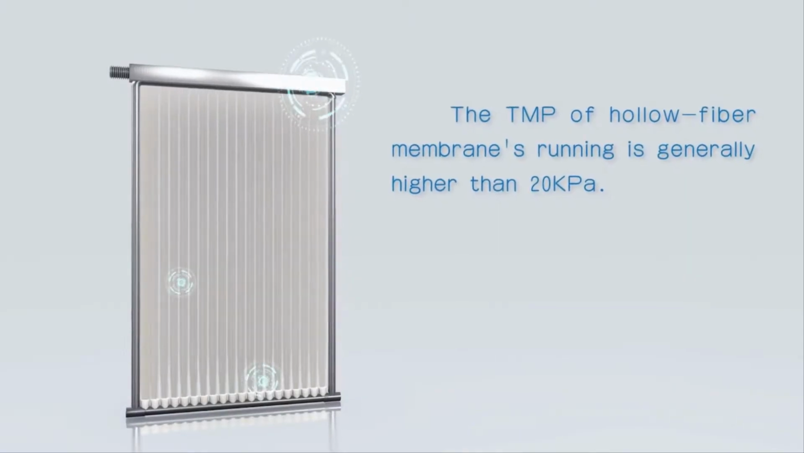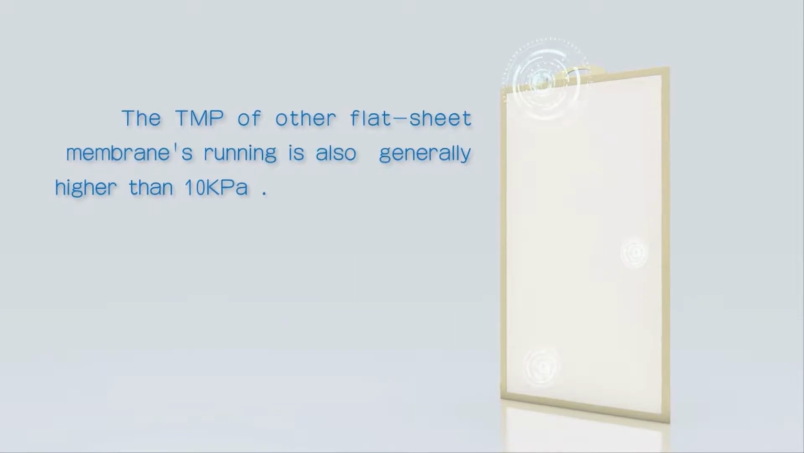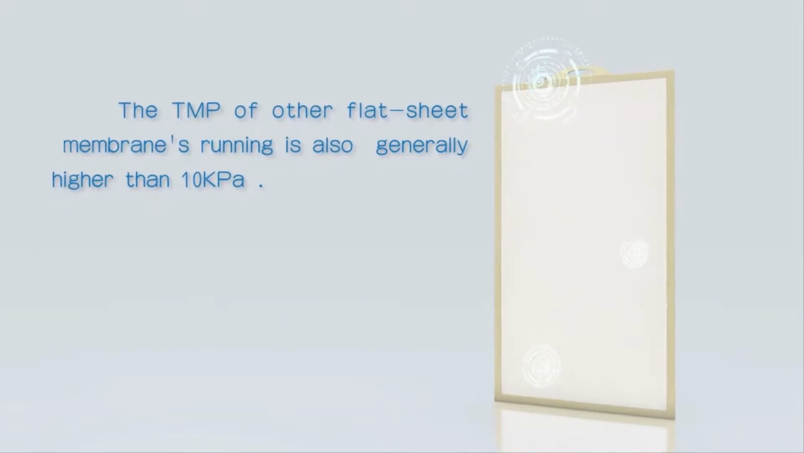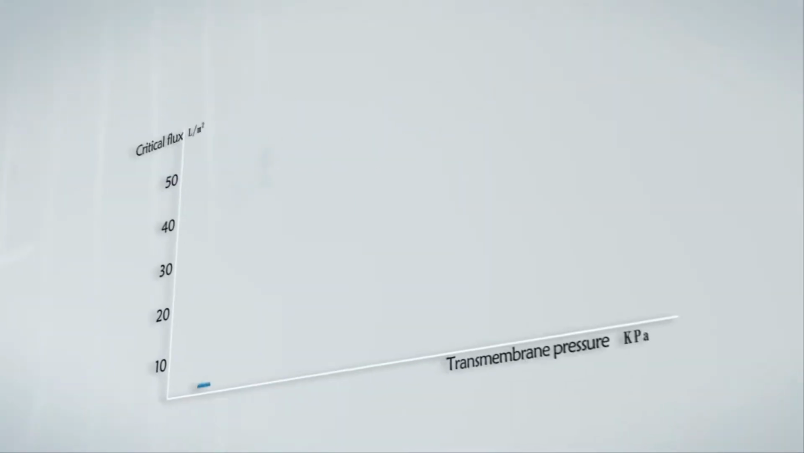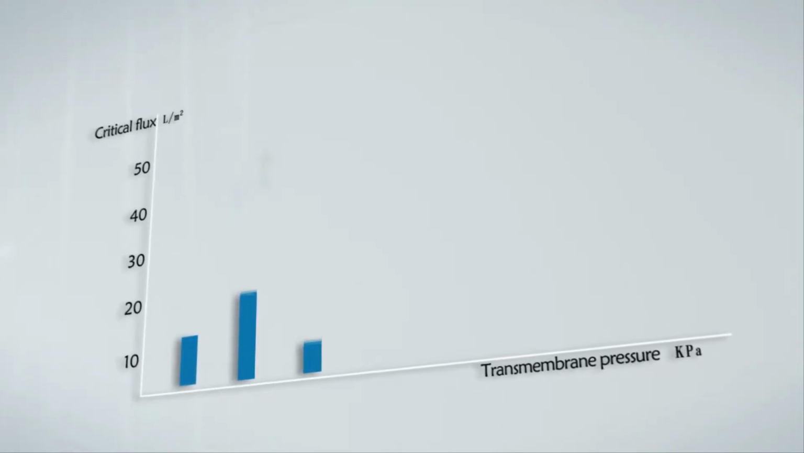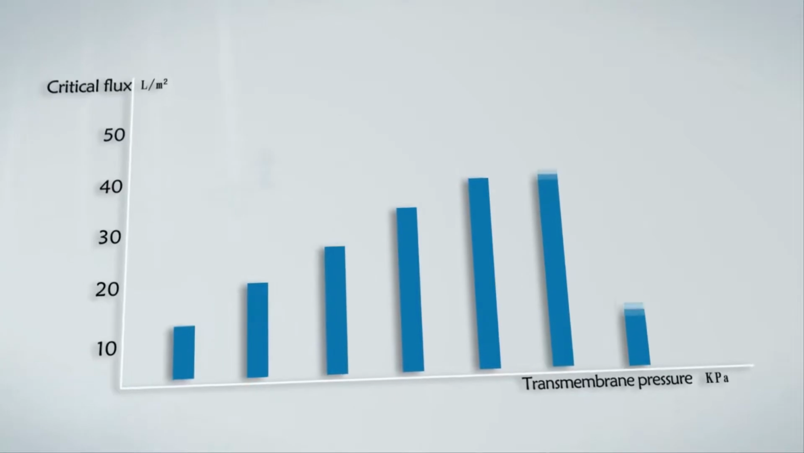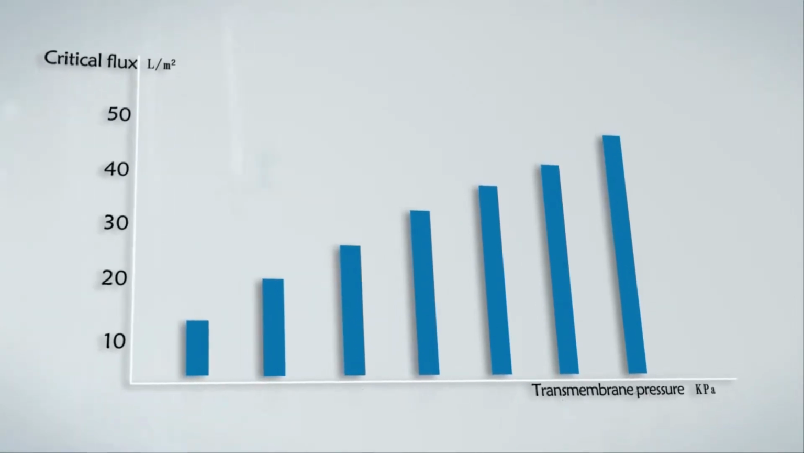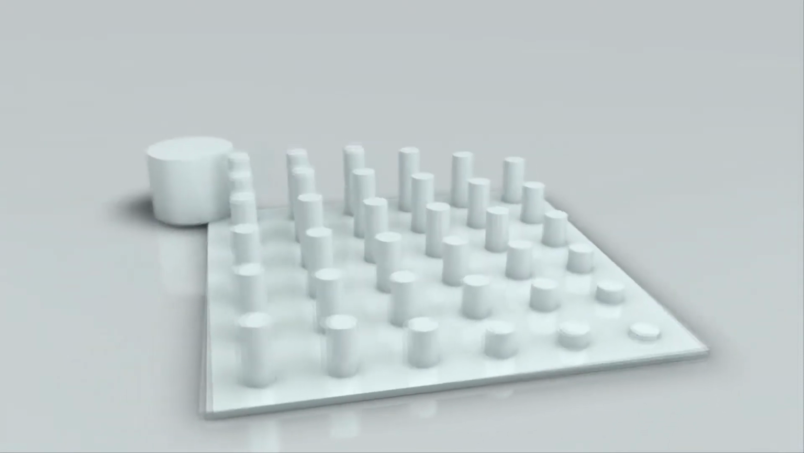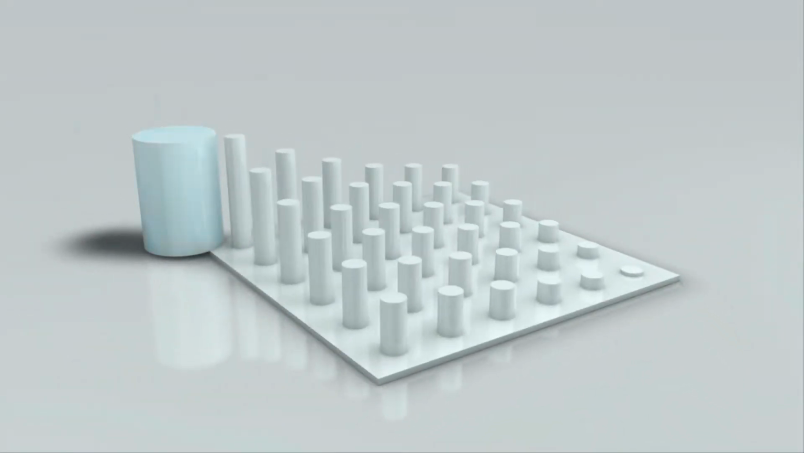Compared with XMBR, hollow fiber membrane or other flat sheet membrane require higher transmembrane pressure when working. As everyone knows, the higher the TMP, the bigger the permeate flux. What if the permeate flux is the same, but the TMP is higher? Thus it can only illustrate this membrane or membrane element and/or membrane module has higher resistance to the water flow.